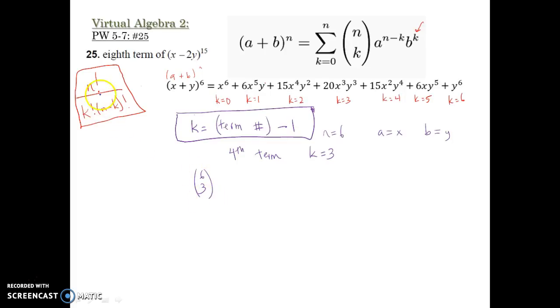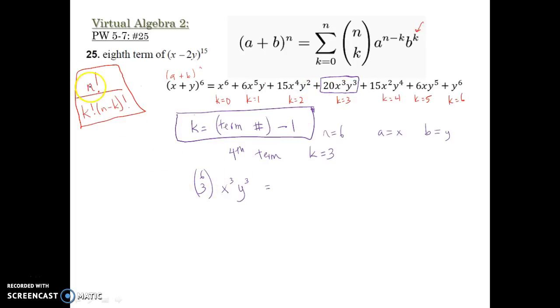Remember, we're going to use this right here in just a second. I'll show you how not crazy it is. A to the n minus k, so that's going to be x to the 6 minus 3, which is 3. And then b to the k, so that's y to the third. Okay, so we're pretty close, right? We already got the x to the third and the y to the third. So how does 6 choose 3 get us 20?